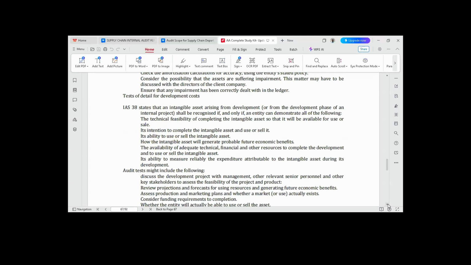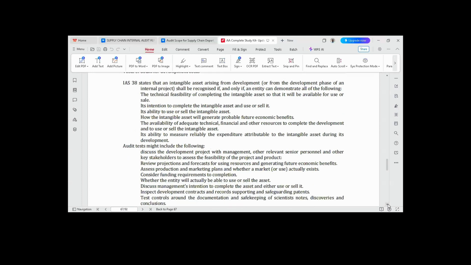So once you can fulfill all of these conditions, you can what? You can recognize your development cost. And some of the other tests you'll be performing for development costs are: discuss the development project with management, other relevant senior personnel, and other key stakeholders to assess the feasibility of the project and product.